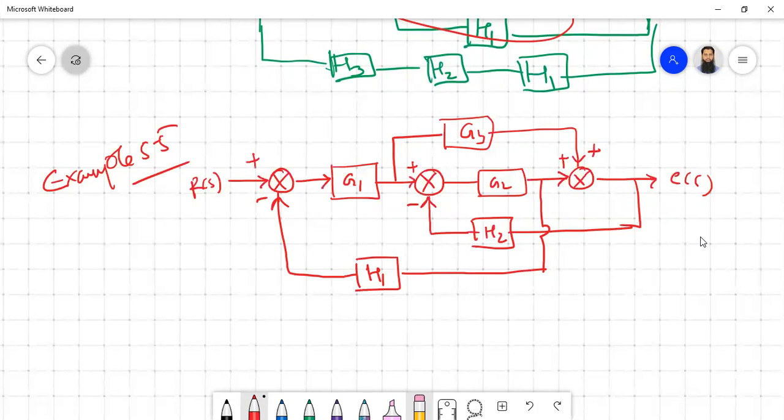Now this particular example is a bit complicated. Now let us try to find any familiar form that is present in this one.